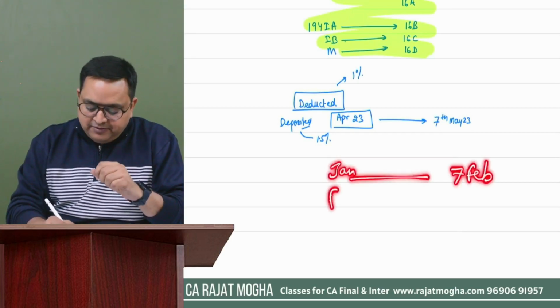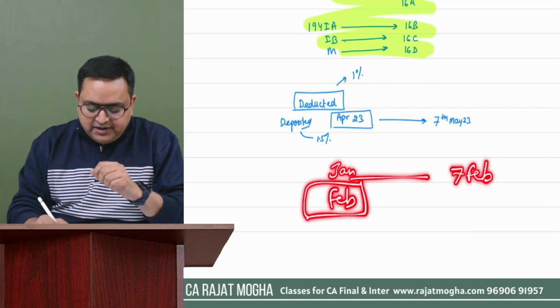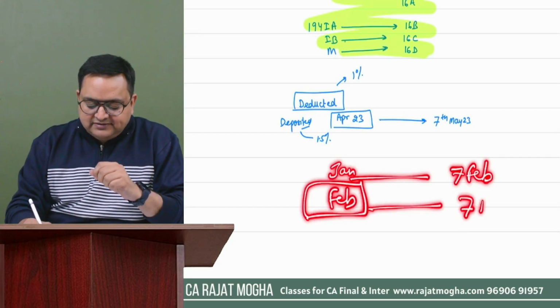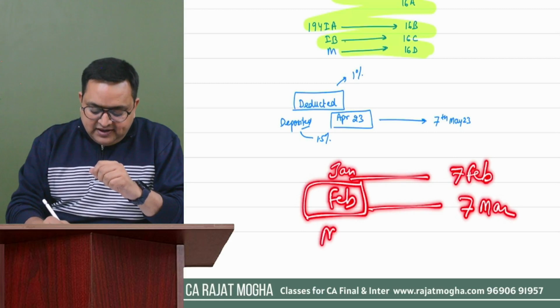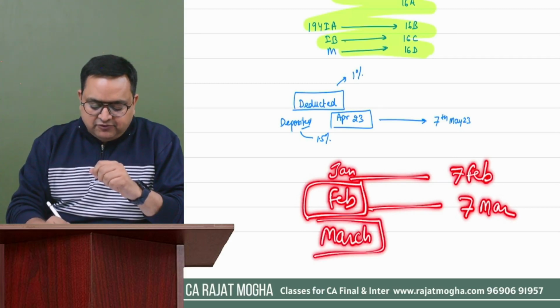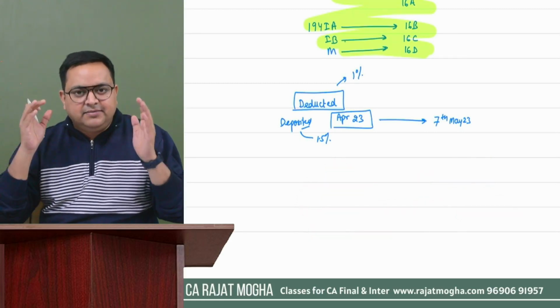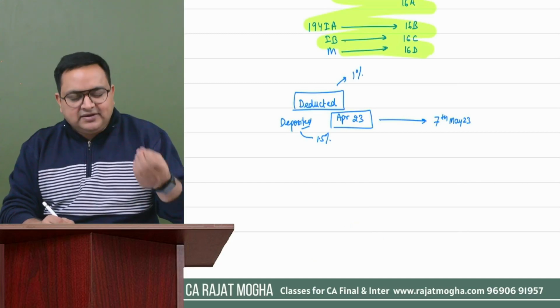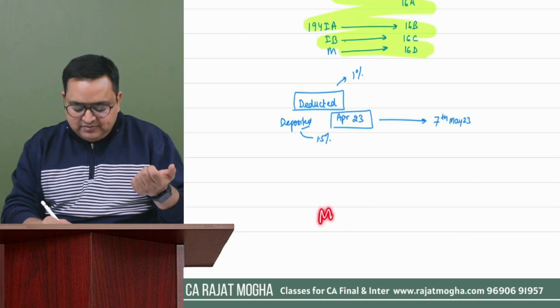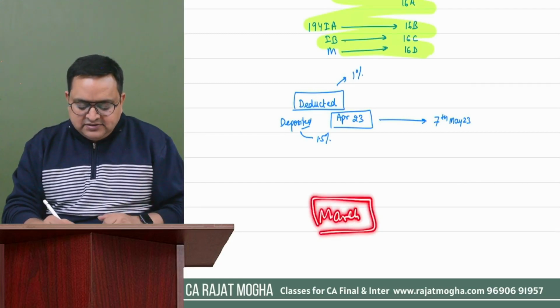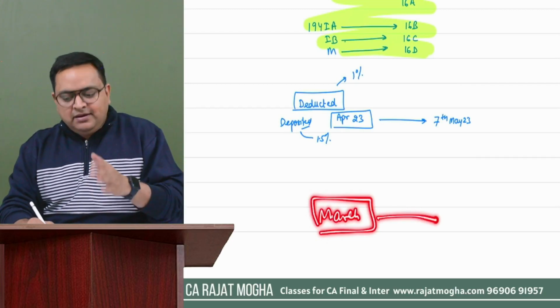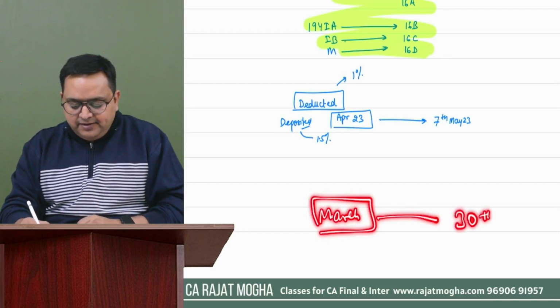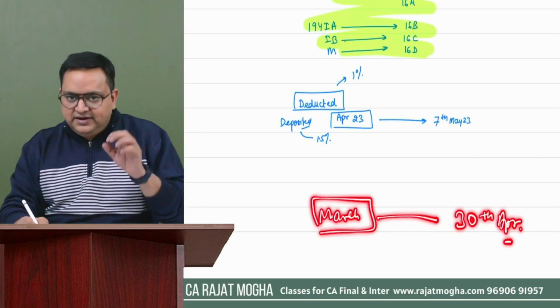Easy. If you have deducted in the month of February, then please go and deposit it by 7th of March. But in case you have deducted in the month of March, then we are giving you some extra days. In the last month, we are giving you some extra days. For the month of March, it should be 7th of April, but we are giving you 30th of April. Got it? These are the dates which are quite important.